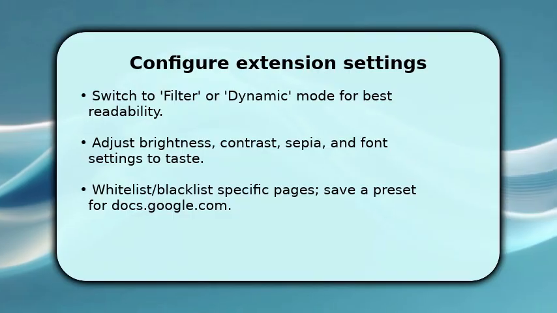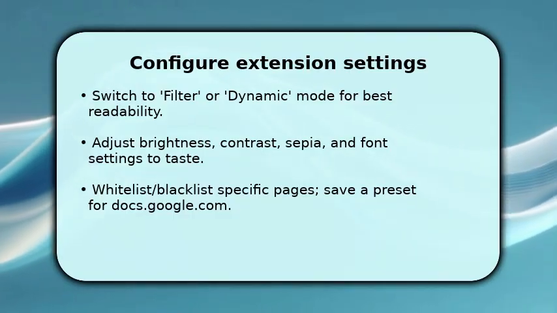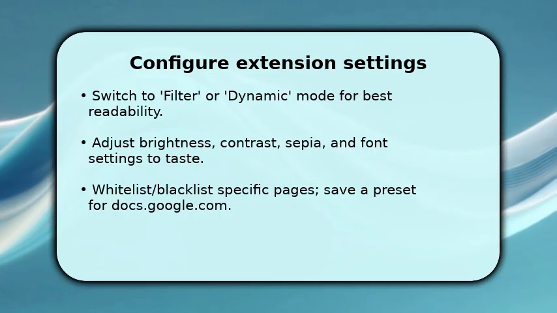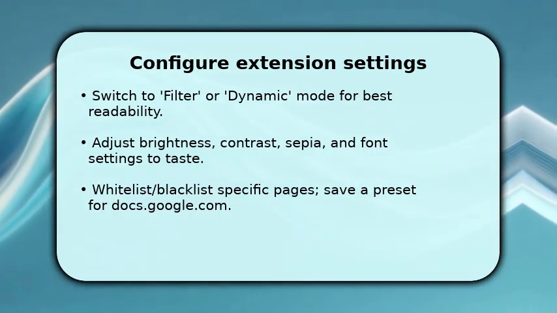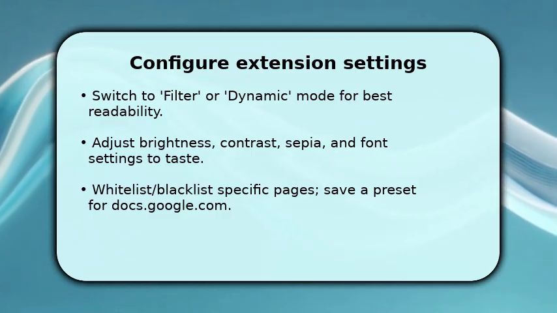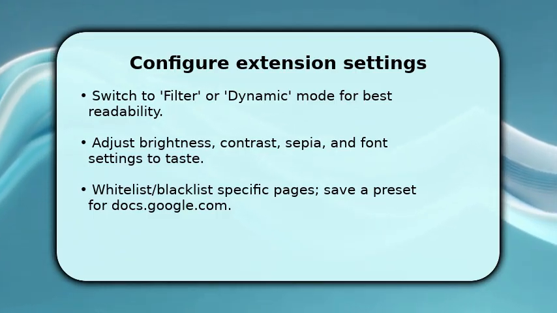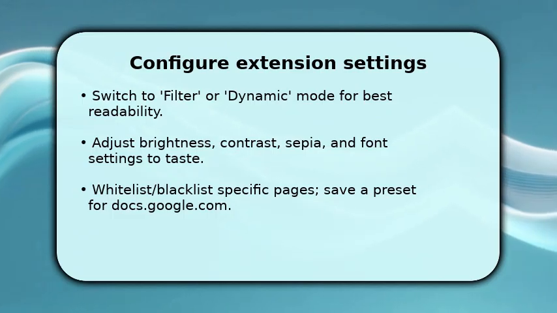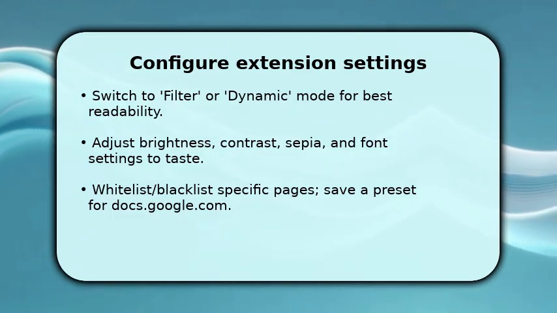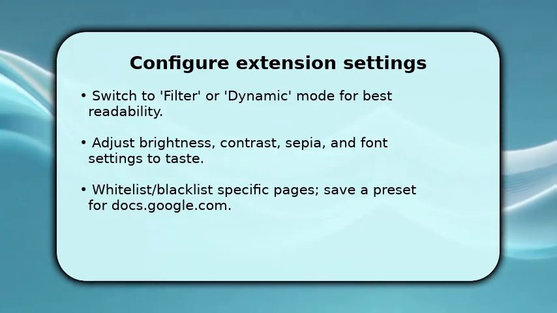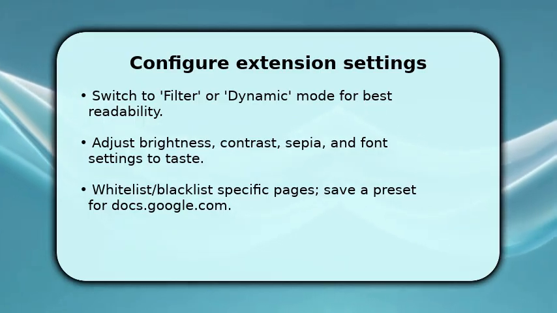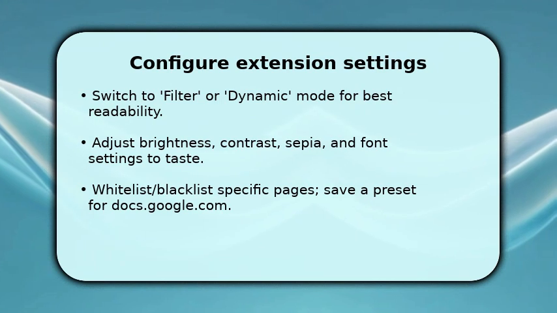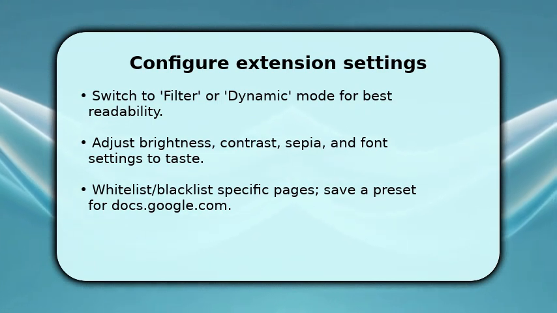You now refine the look so text and images remain legible. Open the extension panel and choose Filter or Dynamic mode. Filter preserves image colors better. Dynamic offers complete theme changes. Then adjust brightness, contrast, and sepia until white backgrounds turn to deep gray and text stays crisp. Make sure to tweak font smoothing or contrast for monospace blocks. Once tuned, save a preset specifically for Docs.Google.com and confirm the preset applies only to Google Docs, so other sites aren't unintentionally altered.